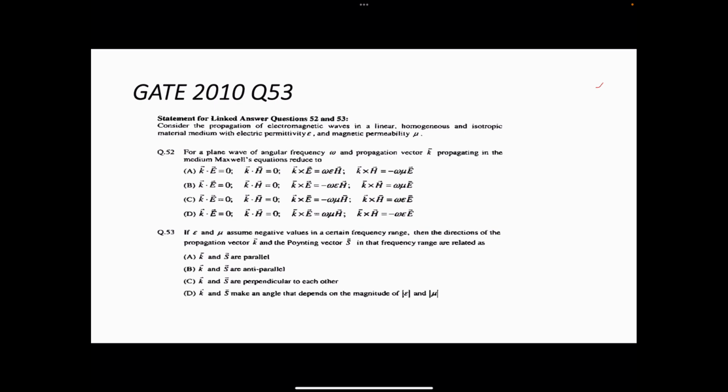But we will be focusing on question number 53, which states that if epsilon and mu assume negative values in certain frequency range, then the directions of propagation vector K and the Poynting vector S, in that frequency range where epsilon and mu are taking negative values, are related as. There are several options, and we need to see which option is correct. Fine, let's go to the solution.